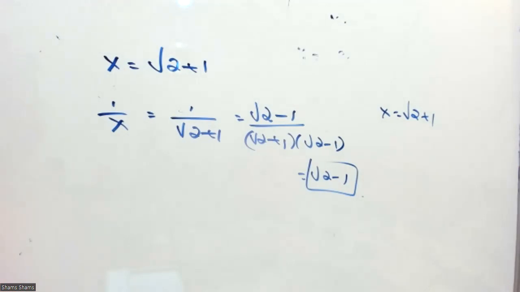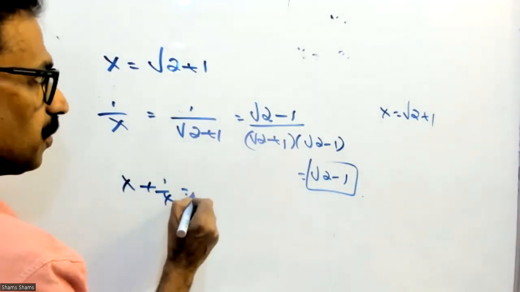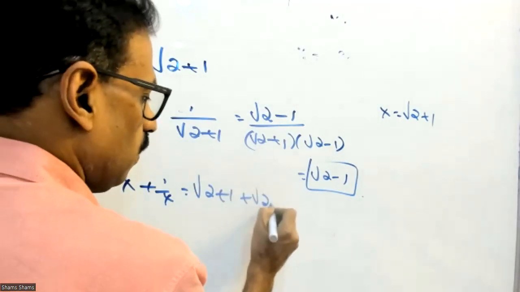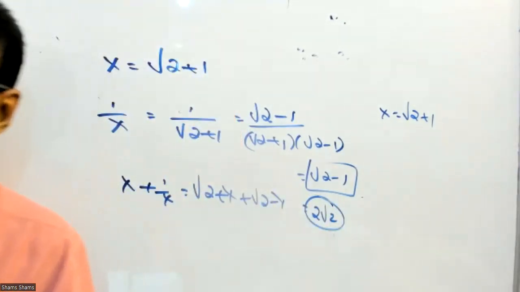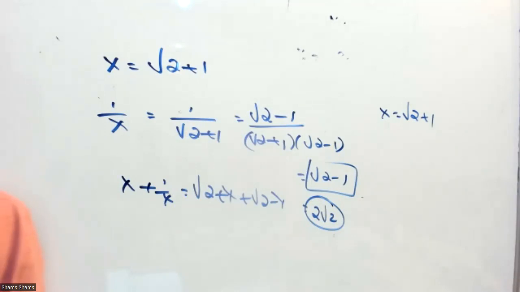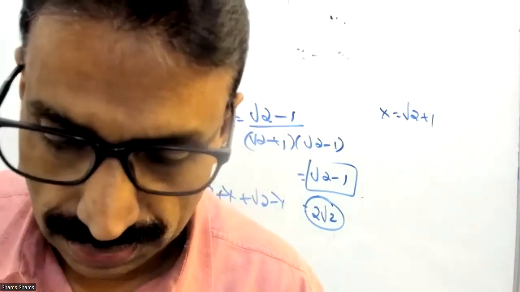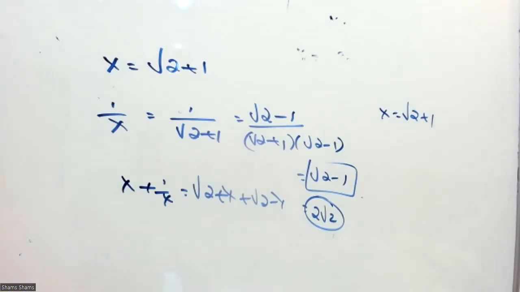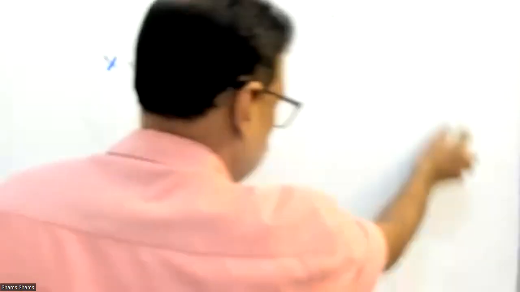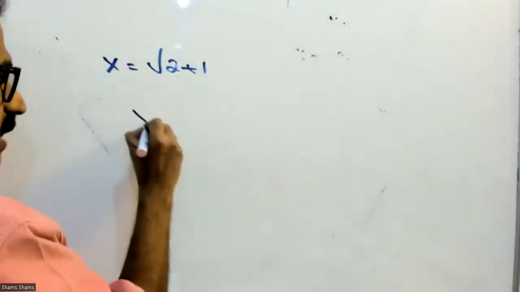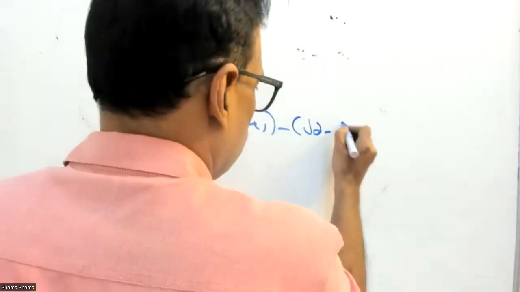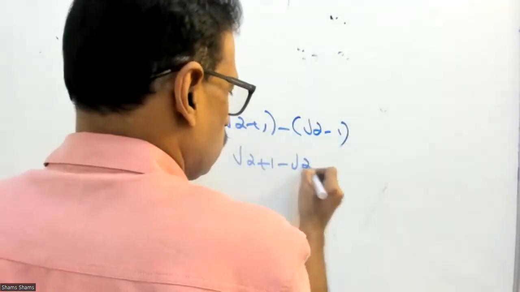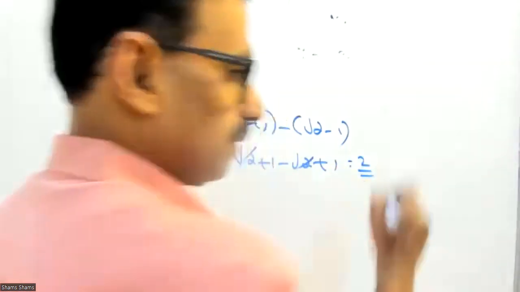Check your answer. Then, x plus 1 by x equal to root 2 plus 1 plus root 2 minus 1. Cancel, 2 root 2, right? X plus 1 by x is 2 root 2. Okay. Right or not? Hello? Amira, Karthik, Nihal, Binda. Yes, sir. Okay, next one is what? X minus 1 by x, that is root 2 plus 1 minus root 2 minus 1. Answer is 2, right? Okay.